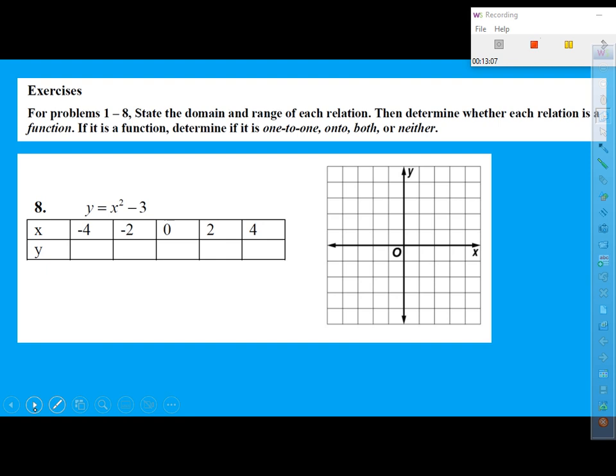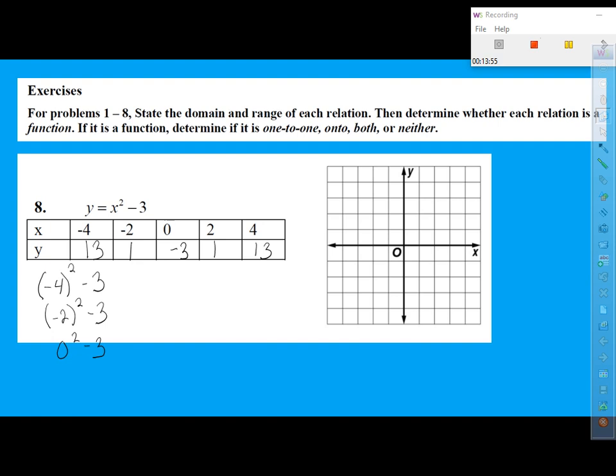So guys, once again, when you run this through your calculator, you got to be careful. Whenever you have a negative number, you got to put it in parentheses. So when you type this in your calculator, I'm going to go -4 in parentheses squared minus 3. And that's going to become 13. I'm going to then go -2 squared minus 3. And if you want to do that in your head, -2 squared is 4, minus 3 is 1. When I go 0 squared minus 3, I get -3. And then I'm going to get 1 and 13.